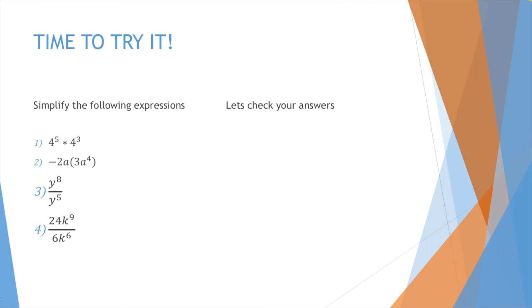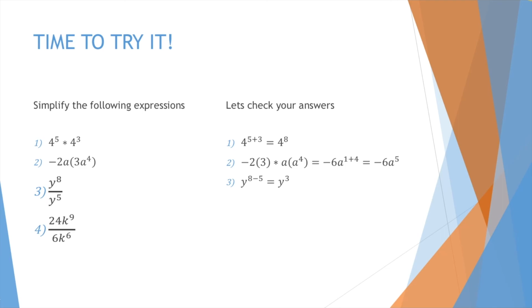All right, let's check your answers and see how you did. For the first one, we have 4 to the 5th plus 3. That gives us 4 to the 8th. For the second one, my coefficients in the front need to be computed together, meaning I have negative 2 times 3, which gives me negative 6. Then I have a times a to the 4th, which gives me a to the 5th. So my final answer is negative 6a to the 5th.